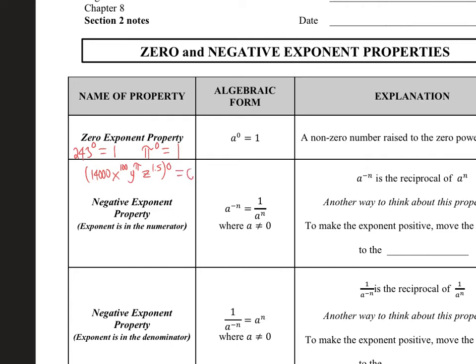Anything to the 0 power is going to equal 1. No matter what it is, if it has anything to the 0 power, it's going to equal the number 1. That's all you need to know about that, okay?